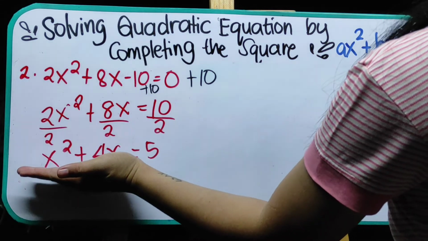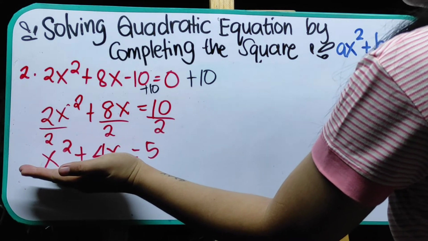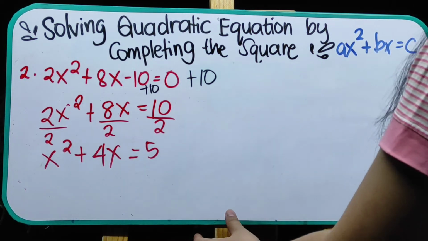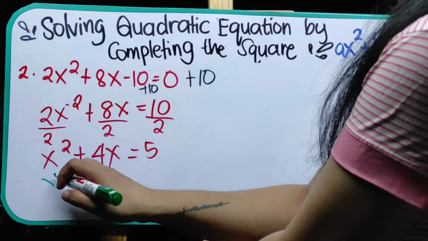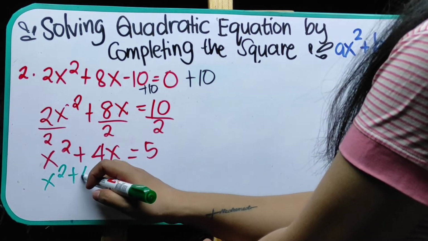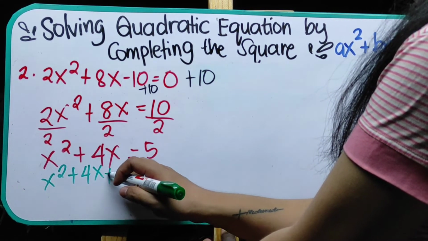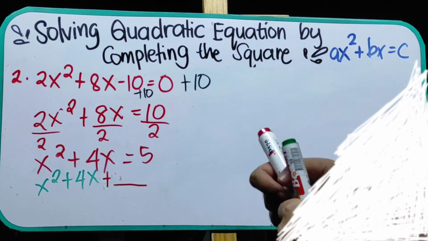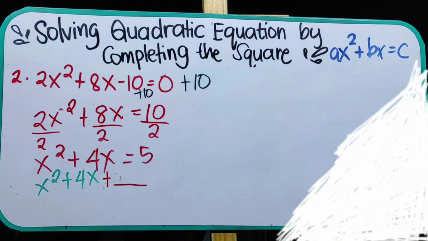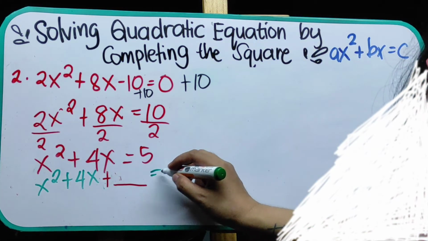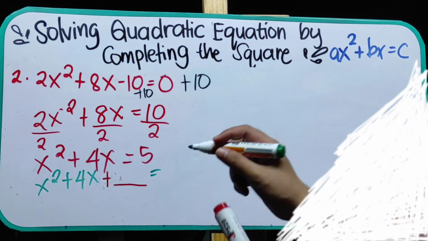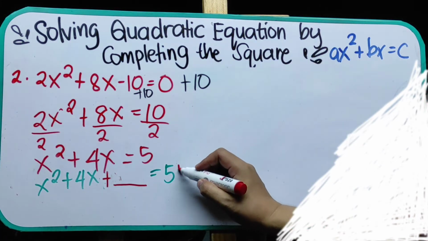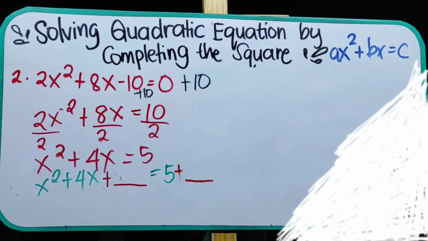So, ang ating nasa left side ay kailangan natin gawing perfect square trinomial. So, paano po natin gagawin yon? So, x squared plus 4x. Lagay tayo dito. We have here equals. And then, 5. So, kung ano i-add natin dyan, kailangan yun din ang i-add natin dito.